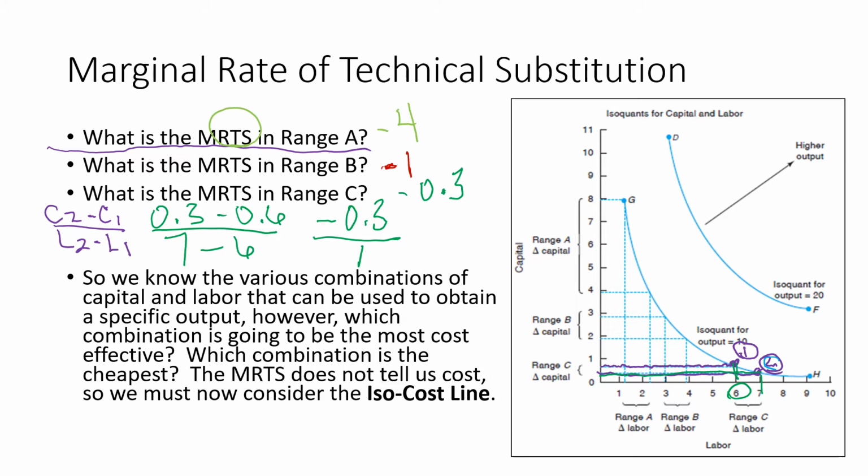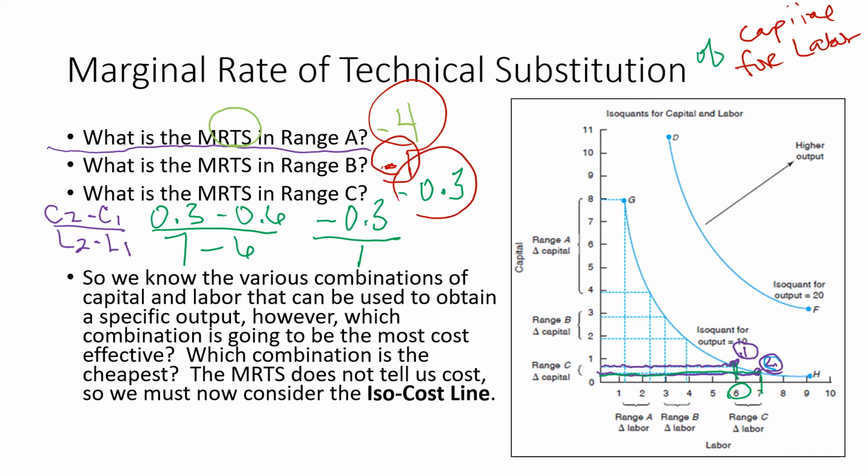So this is the marginal rate of technical substitution of capital for labor. Because in this case, we'd give up 4 units of capital, or we would trade 4 units of capital for 1 unit of labor. We'd trade 1 for 1, and here we'd trade 1/3 unit of capital for 1 unit of labor.